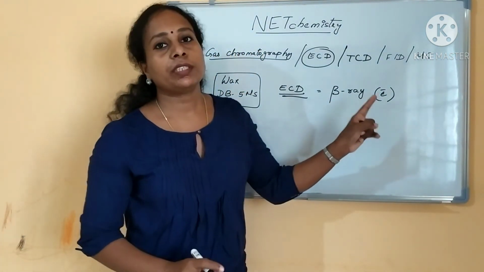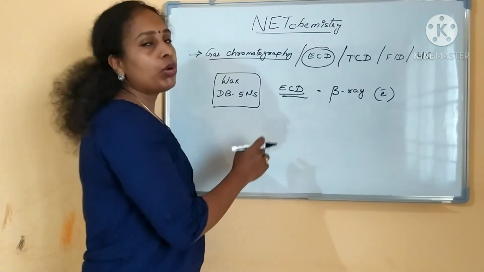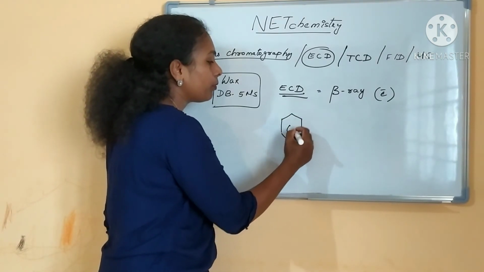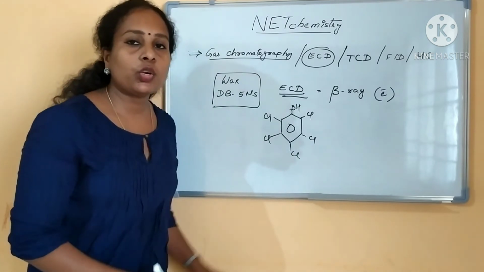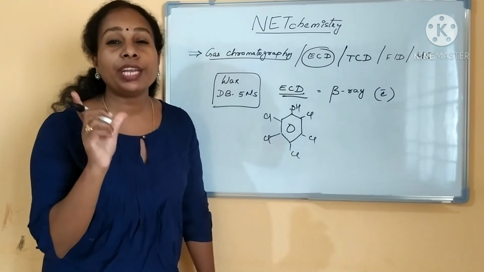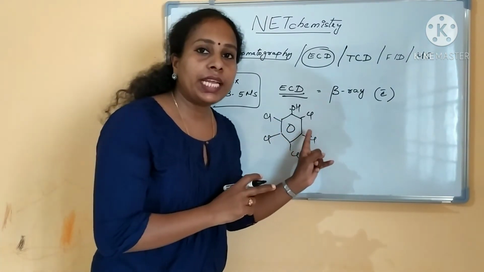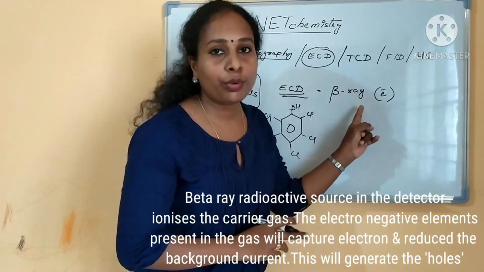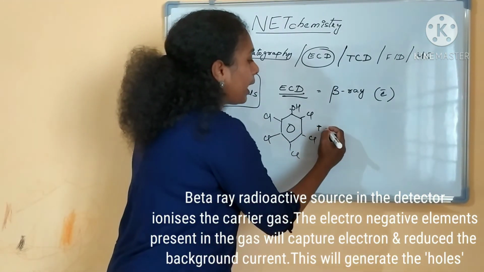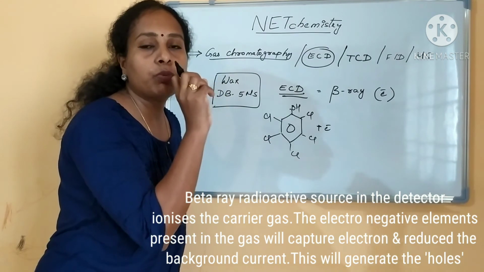This electron capture detector is specific for electronegative compounds. Okay, the compounds which contain electronegative elements. For example, pentachlorophenols, which contain electronegative elements, can be analyzed by ECD. Along with the gas, your electronegative compound will enter the beta ray radioactive source, going to the detector. It will capture the electrons from the beta ray radioactive source. This electronegative element will be capturing the electrons.